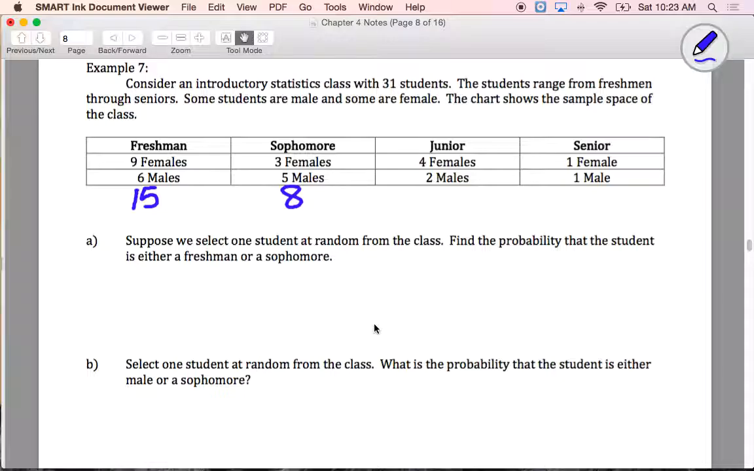So when we want to find one group or the other, we add together. There are 15 out of 31 freshmen, and there are 8 out of 31 sophomores. Now, as we go through this, we've got to think, can you be both a freshman and a sophomore at the same time? No, you can't. It's 2 separate classes. So I don't have to worry about getting rid of any numbers because they can't be both at once. So all I have to do is add the 2 together.